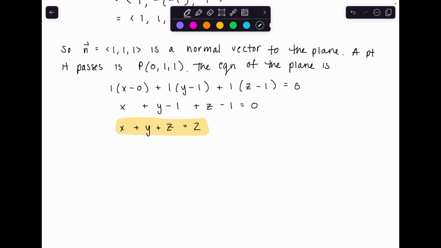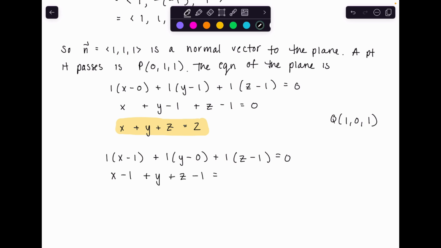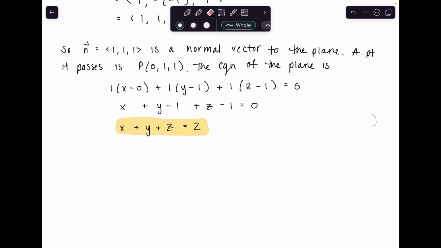And just to show you, if you picked a different point, say Q, which has the coordinates 1, 0, 1, all that does is shift things around. So it's x minus the x coordinate, y minus the y coordinate, and z minus the z coordinate. It ends up with exactly the same thing, because you have x plus y plus z and the minus 2. So pick any point you want. You can pick the simplest, especially if it has 0 in it. Great. Totally up to you.